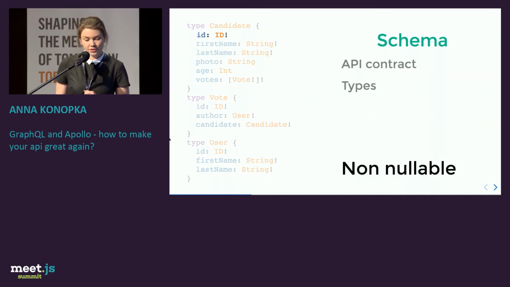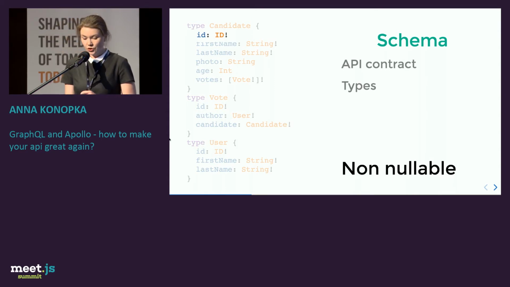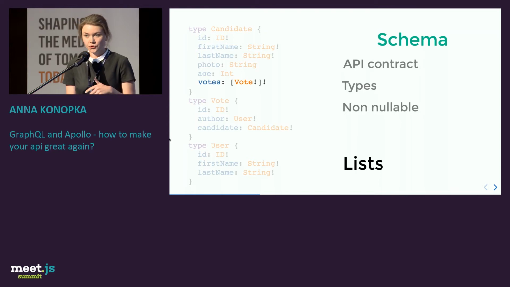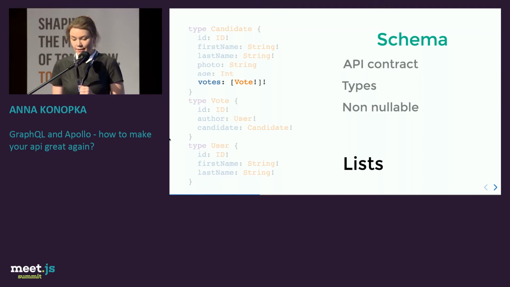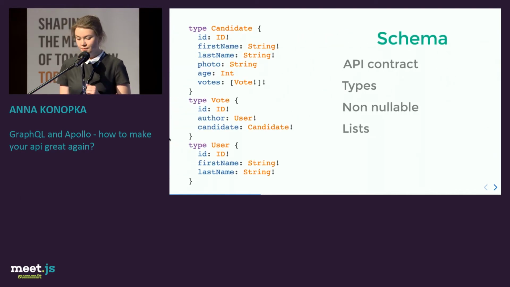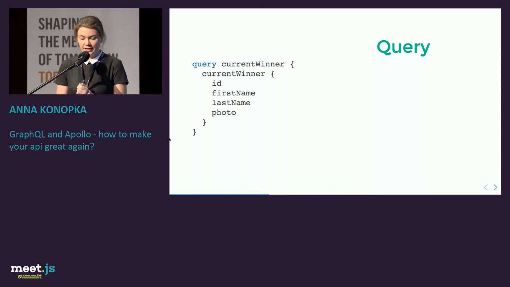As we can also see, we have a way to show that something is not nullable. For example, that we will always get an ID here, and there will be no nulls there. And we also have a way to show that something will be a list. So here we have a non-nullable list of votes. So that was a schema of GraphQL. And now we will learn how to query such an API.